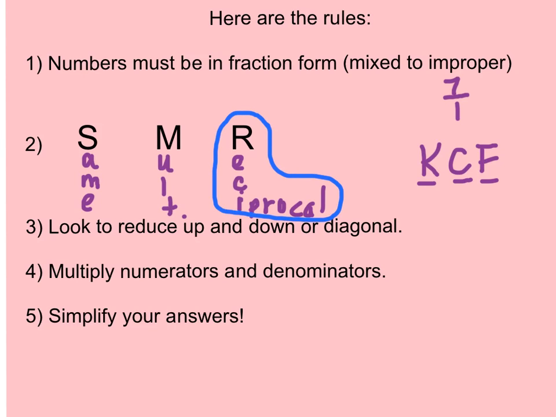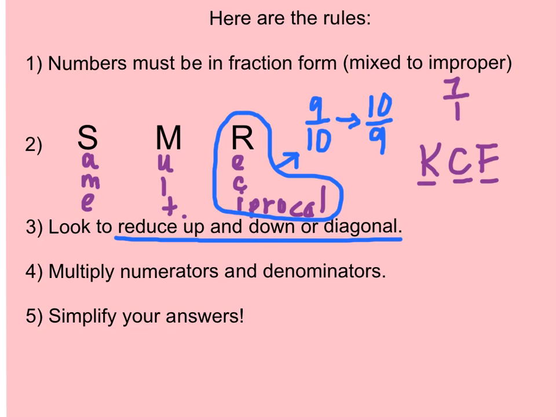A reciprocal is just an inverse of a fraction. For example, if I say, what's the reciprocal of 9/10, you would say that that is 10/9. So it's just changing the numerator and the denominator around. Once you're done SMURing, then you're going to do what we did for multiplying fractions. We're going to look to reduce up and down or diagonal, and then we're going to multiply and simplify.